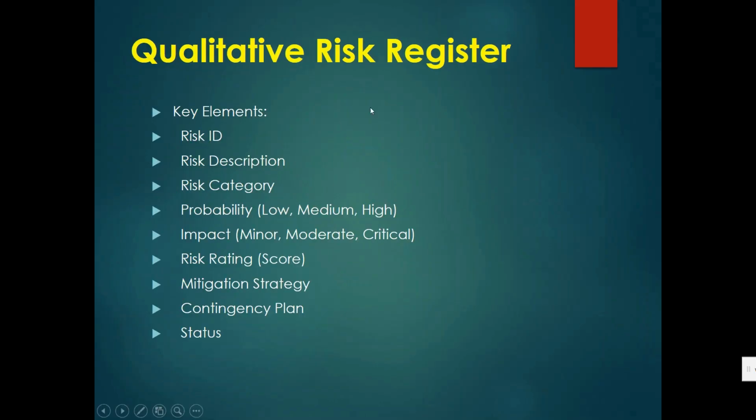Next we have the qualitative risk register. Here we have the key elements: risk ID, risk description, risk category, probability (low, medium, high), impact (minor, moderate, critical). Then we have the risk rating, mitigation strategies, then contingency plan, then status.